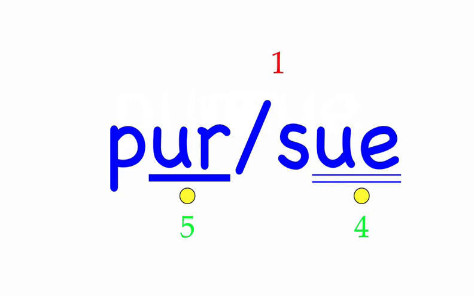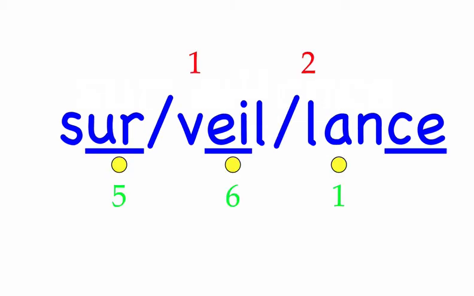Row 7. Surveillance. The suspect was placed under surveillance. Surveillance. This is a 3-syllable word. The first syllable is sir, two sounds, s, er. Veil, three sounds, v, a, ul. Lance, four sounds, l, a, n, s. Surveil, lance. Mark the word.